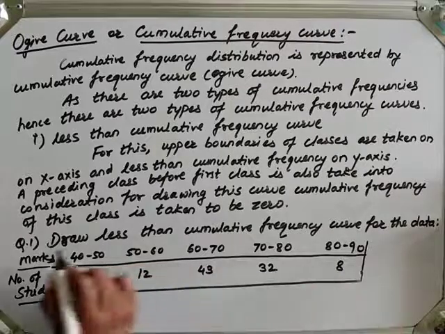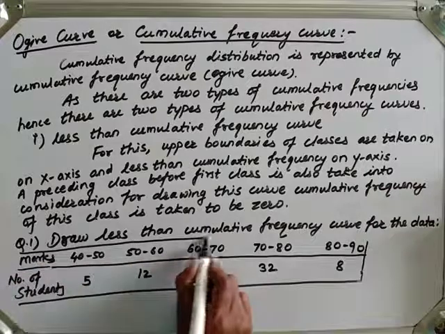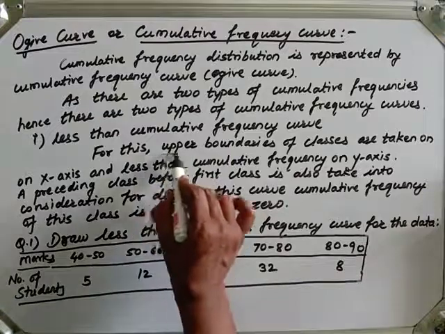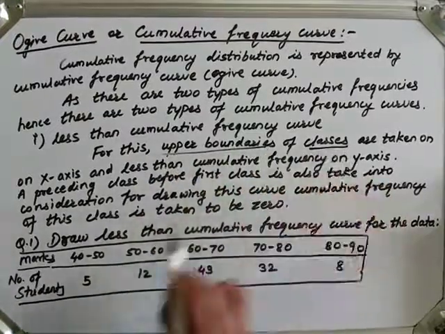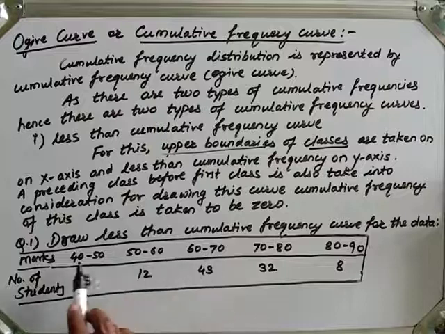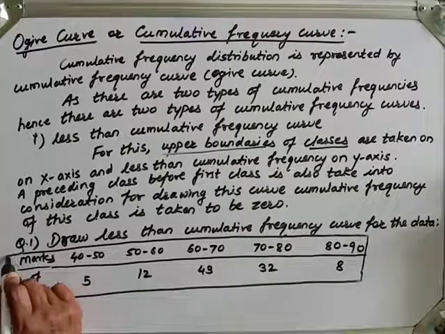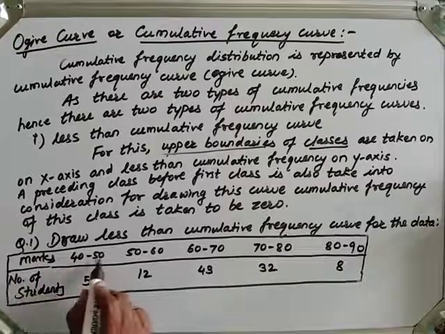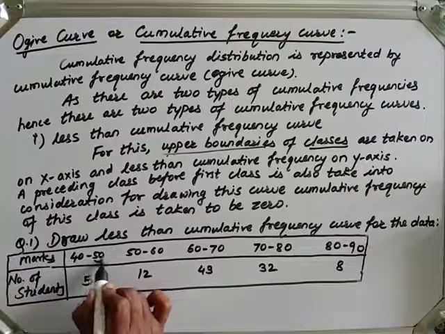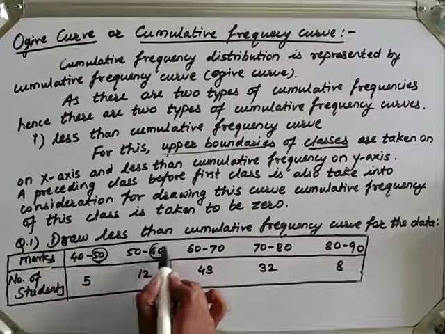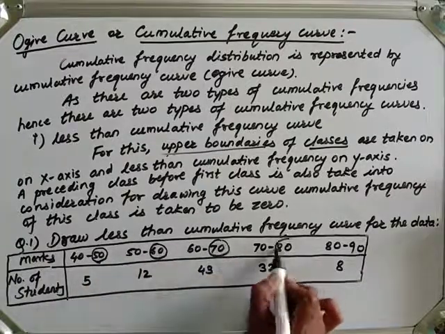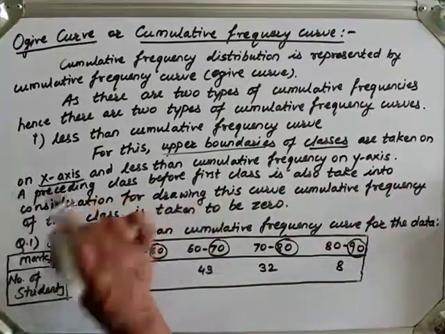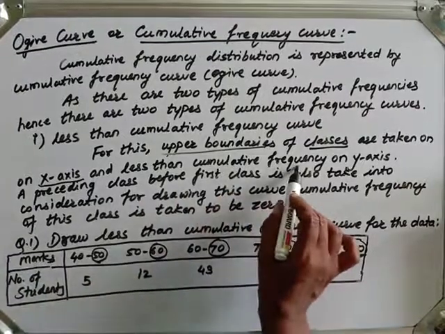Such questions may be asked. For this, we have to consider upper boundaries of the classes. These classes are continuous, so there is no need to make class boundaries. We simply take these upper boundaries 50, 60, 70, 80 and 90 on the x-axis, and less than cumulative frequency on the y-axis.